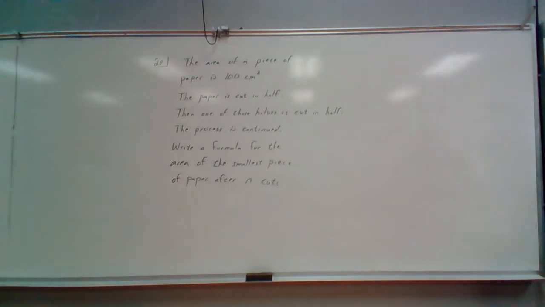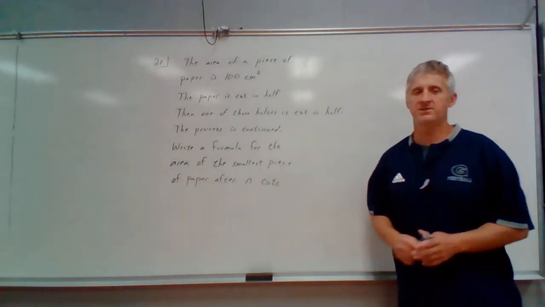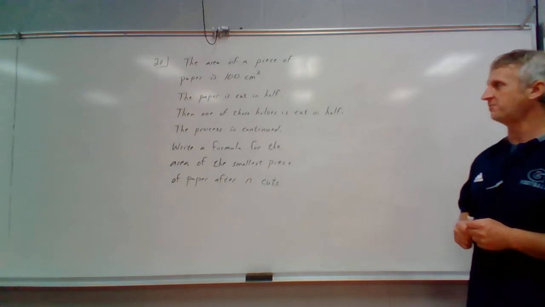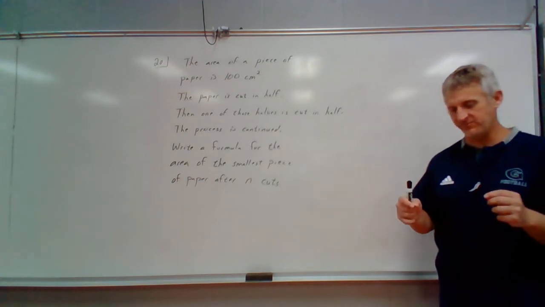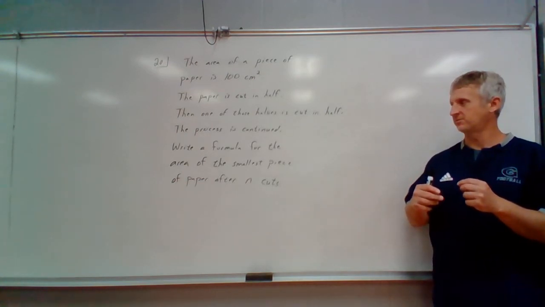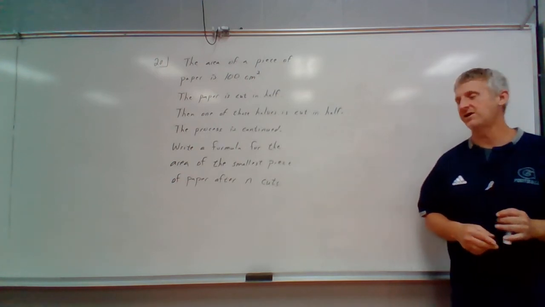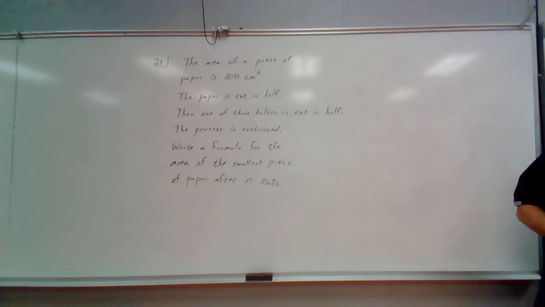All right, so we have a piece of paper whose area is 100 square centimeters. All right, so then we cut that piece of paper in half, and then we take one of those halves and cut it in half. Take one of those, cut it in half, then one of those and cut it in half, and so on. I want you to find me a formula for the area of the smallest piece of paper after n cuts. All right, so see if you can figure that out.